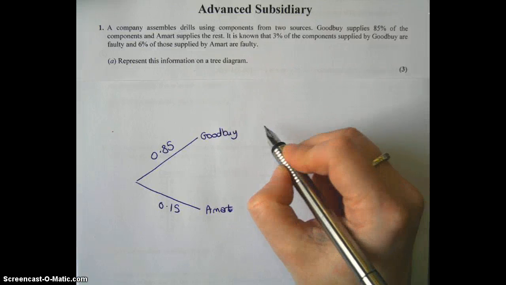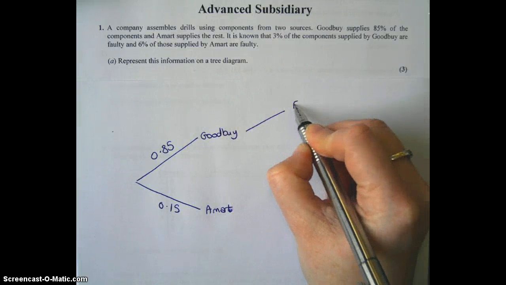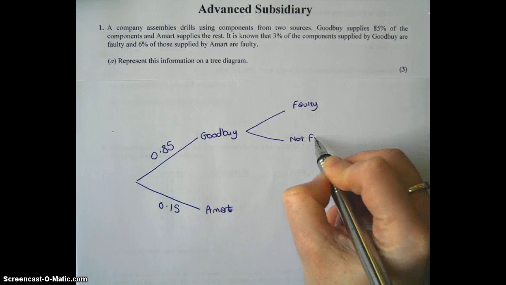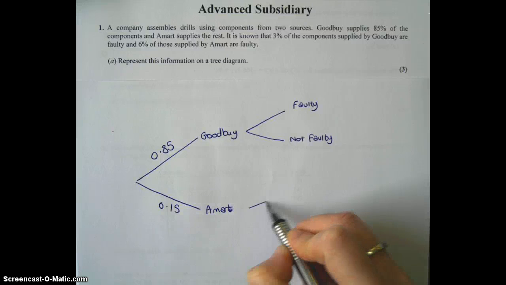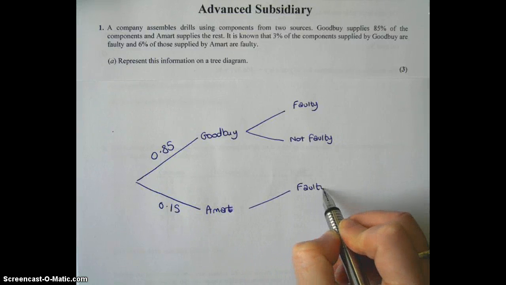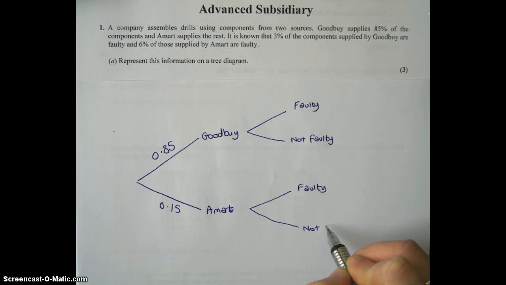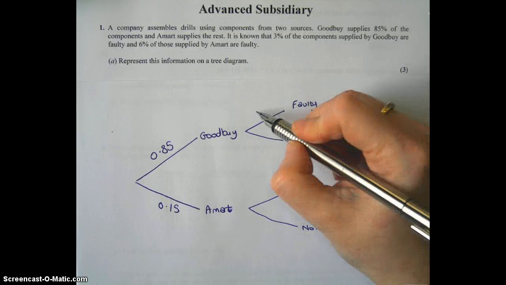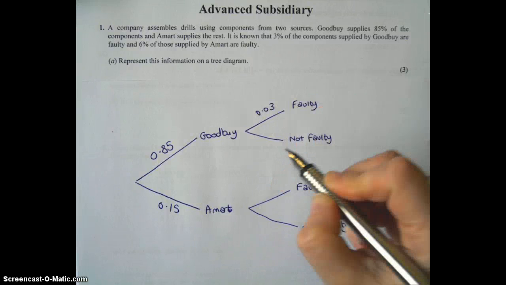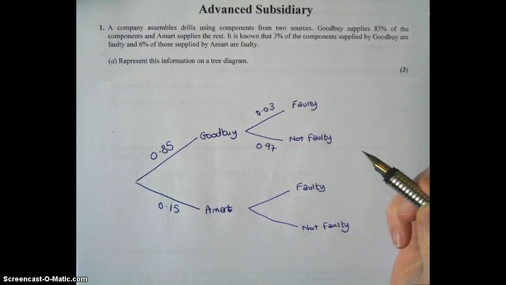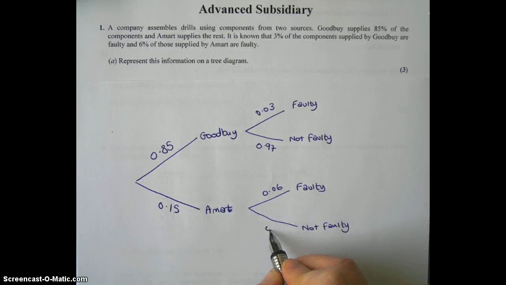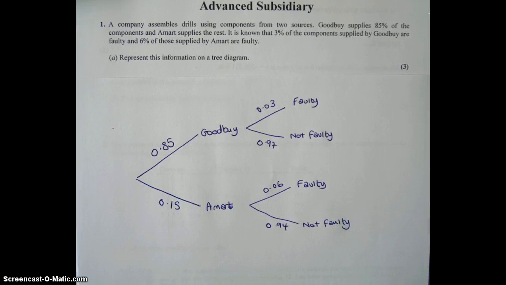From Goodbye, they can either be faulty or not faulty. And the same from Amart. They're either faulty or they're not faulty. And the probability that they're faulty from Goodbye is 3%, so that's 0.03. So not faulty must be 0.97. And 6% from Amart are faulty, that's 0.06, and 0.94. So that's your tree diagram, part A, 3 marks.